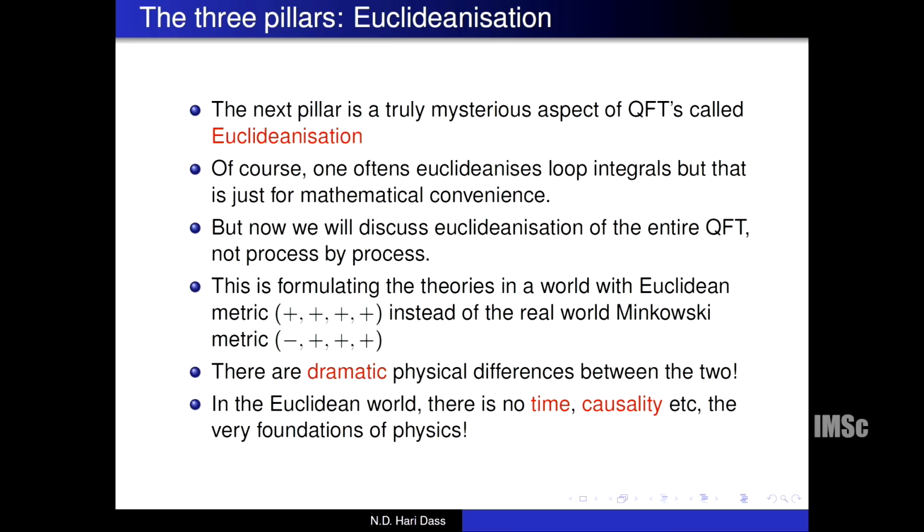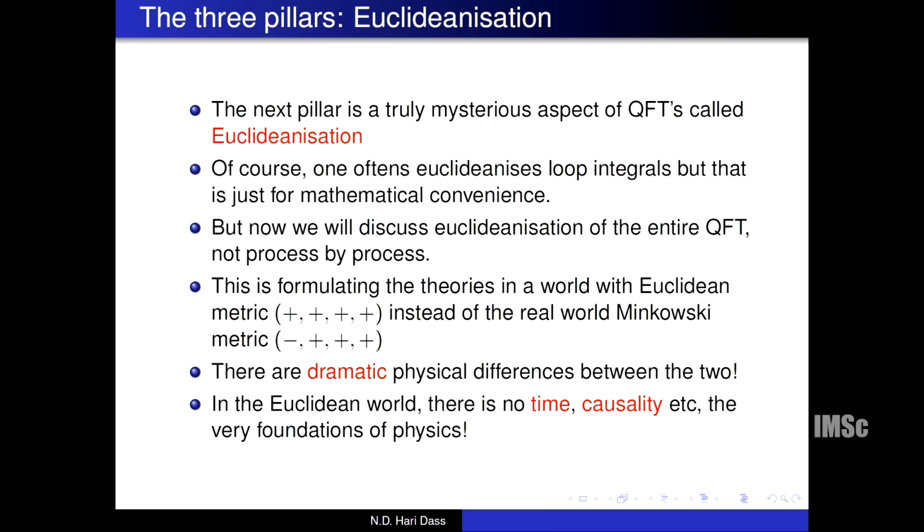What we are going to discuss now is Euclideanization, not process by process, but of the entire theory. Okay? Is it possible? Does it make sense? So this is formulating theories in a world with Euclidean metric instead of the real Minkowski metric.